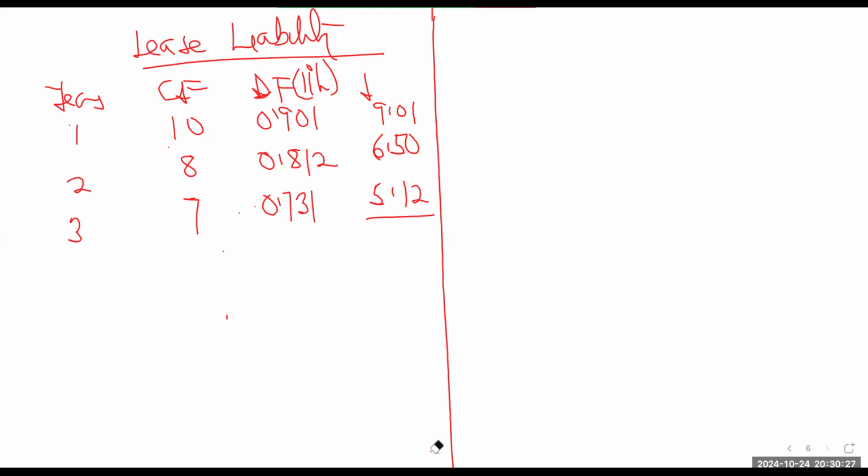Total is 20.63. So 20.63 is our lease liability at the date of inception. Let's now compute our right of use at the date of inception. The right of use will be the lease liability.